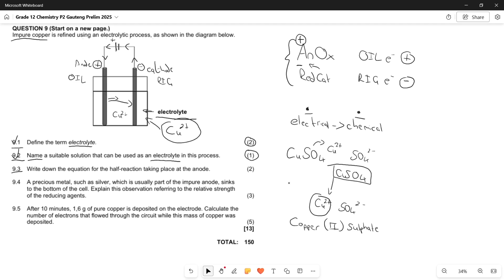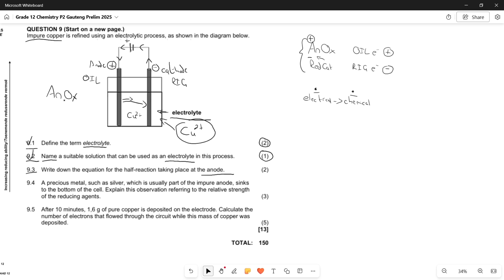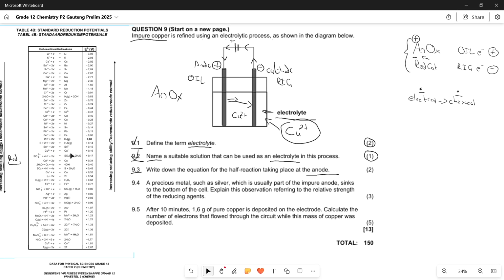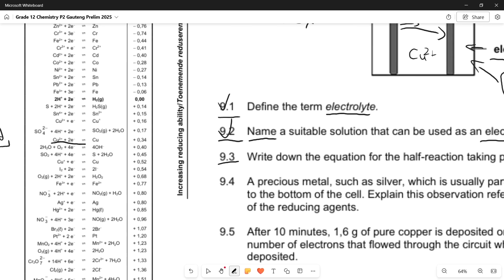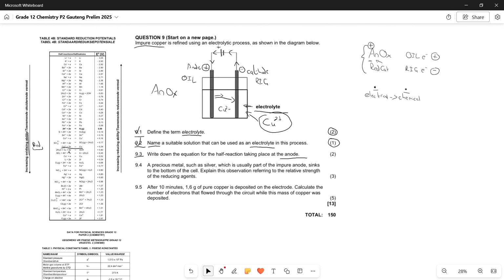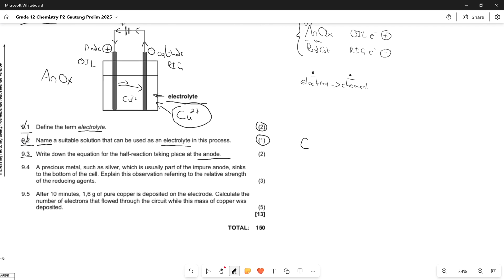And then 9.3 says write down the equation for the half reaction taking place at the anode. So here we have the anode, and oxidation still occurs at the anode, which means if we want Cu2 plus and we want to lose electrons, we are going to use this guy over here. Our Cu2 plus plus 2e minus goes to Cu over there. We just need to arrange it correctly because oxidation is the loss of electrons, so we're going to have Cu, and then we need to lose electrons. So that's going to break off and form Cu2 plus over there as our ion and 2e minus over there as our electrons that we have lost.